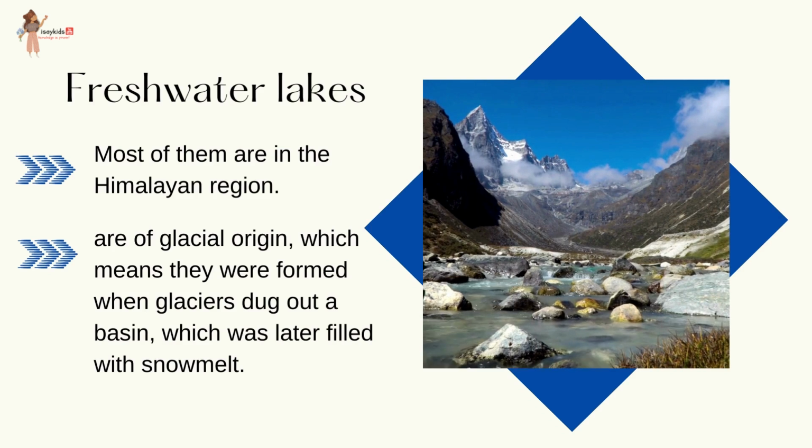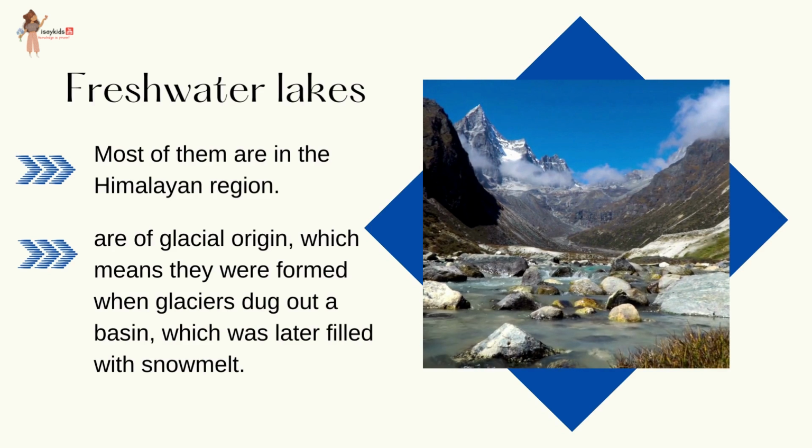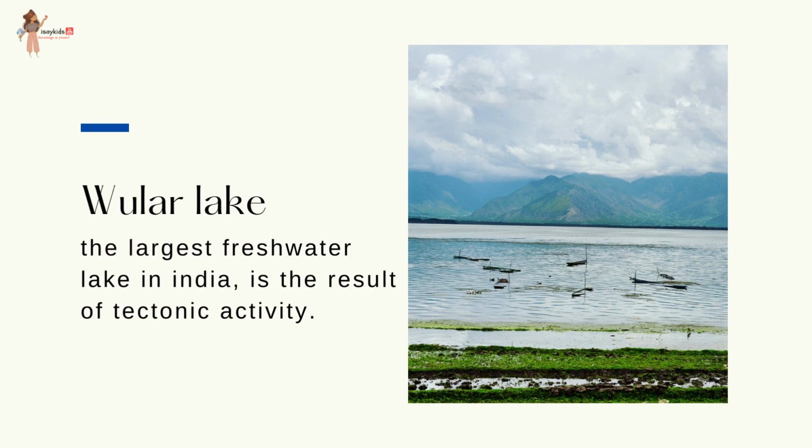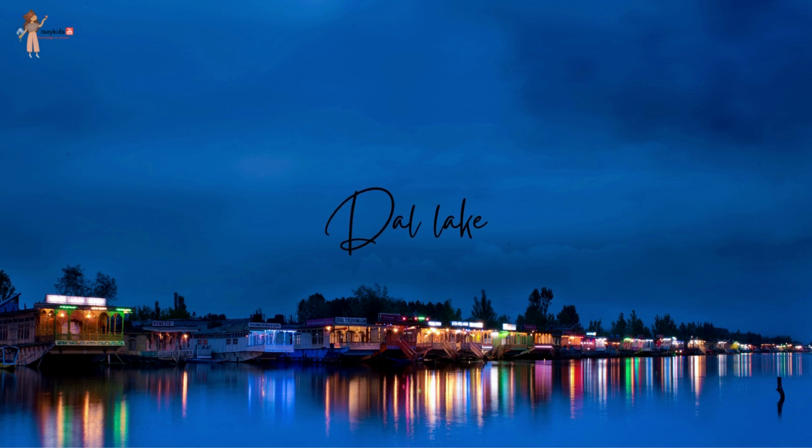Most of the freshwater lakes are in the Himalayan region. They are of glacial origin. In other words, they formed when glaciers dug out a basin, which was later filled with snow melt. The Wular Lake in Kashmir, in contrast, is the result of tectonic activity. It is the largest freshwater lake in India.